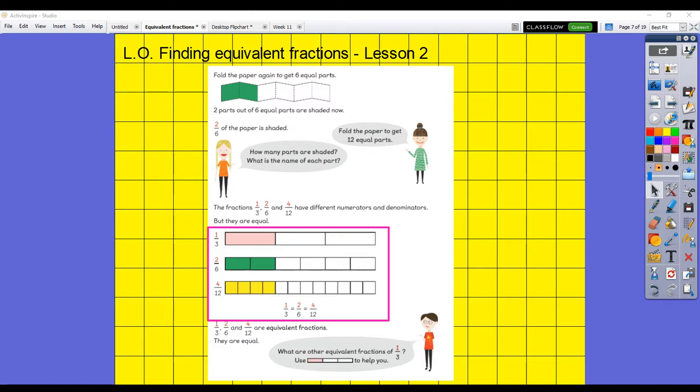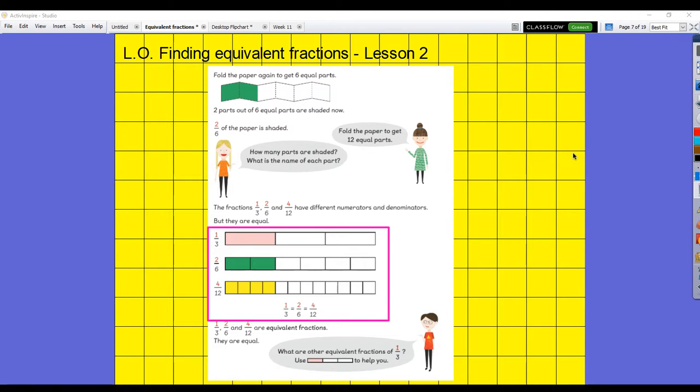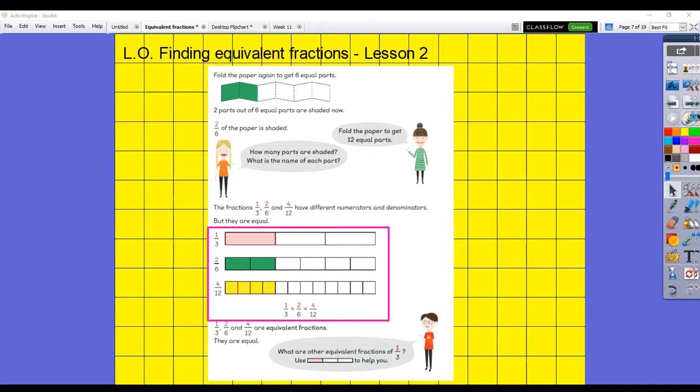What are other equivalent fractions of 1/3? Use the paper strip to help you, okay? So I want you to pause the video here. I want you to have a go. Can you find any other equivalent fractions to 1/3, okay? You might need to see if you can make your paper any smaller. You might need lots of pieces of paper to help you because the folded squares might get a bit confusing. So if you have any strips of paper, see how many equal parts you can have, and that's going to be your denominator, okay? Good luck.